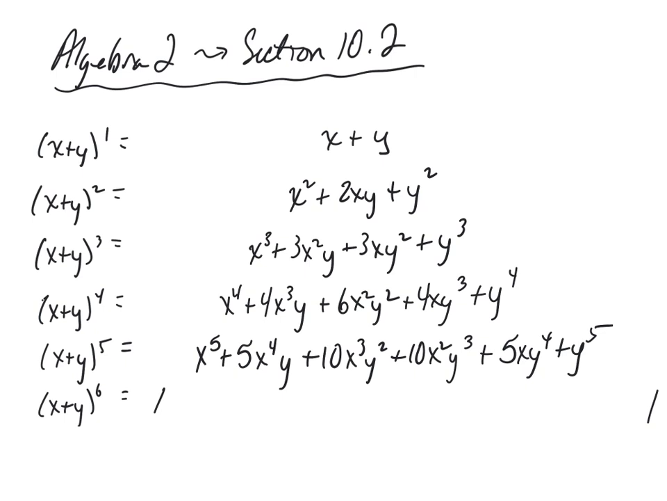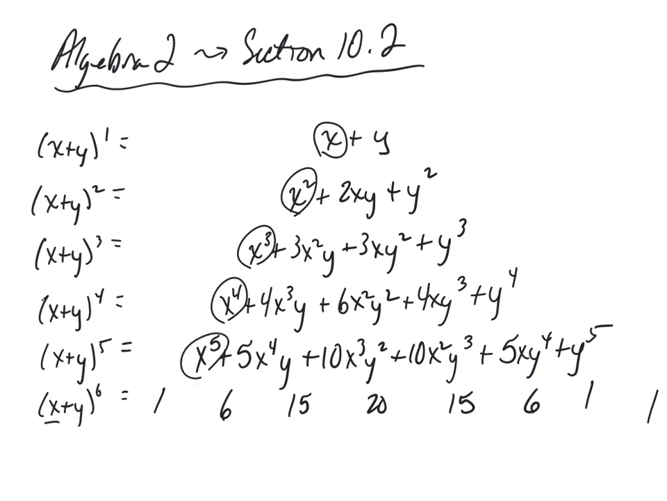Then the coefficients, in fact, let me just get rid of the x altogether. Then we're going to have a 6, a 15, a 20, a 15, a 6, and a 1. But what's happening with the variables above? Well, notice the first term, x to the first, x to the second, x to the third, x to the fourth, x to the fifth. It's just the first term in the binomial raised to the power. So I'll start with x to the 6th.